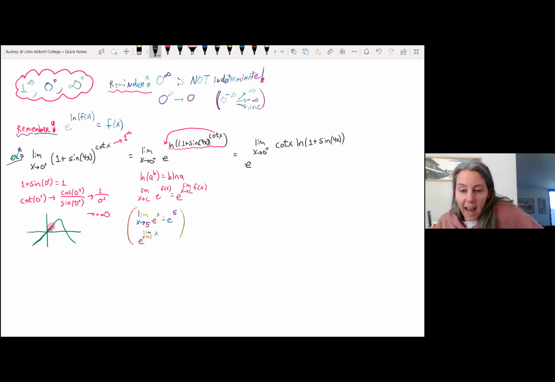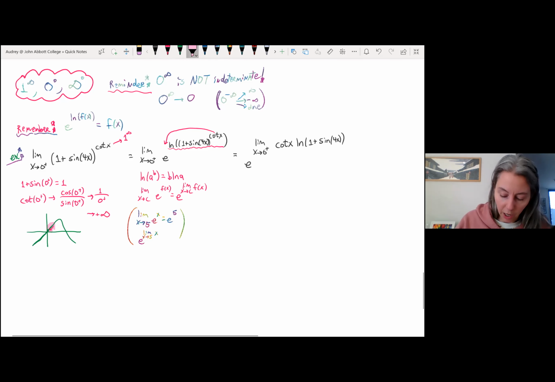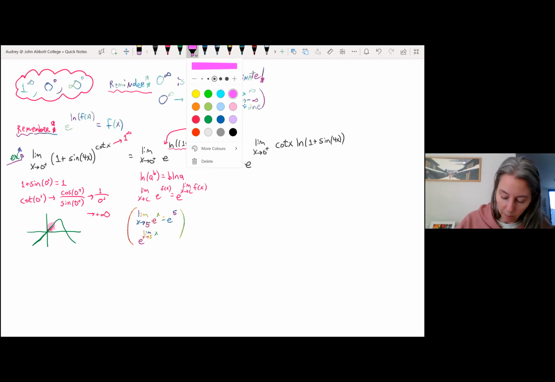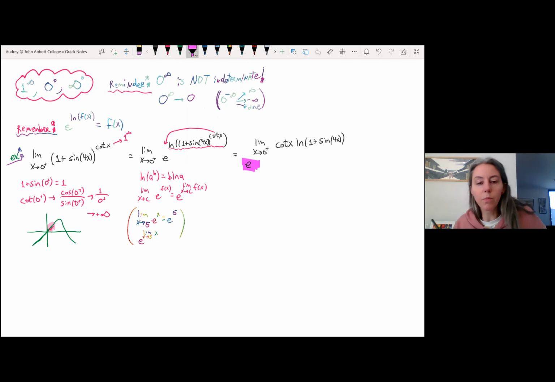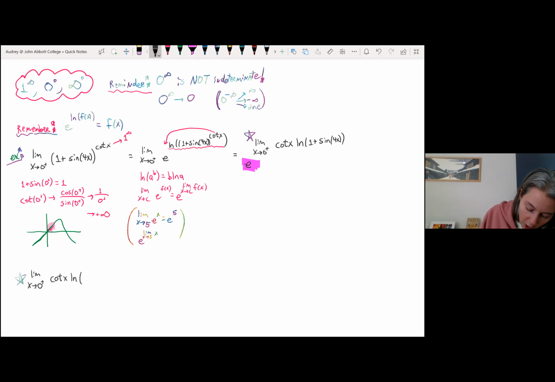Okay, now what? So now that e doesn't matter, I'm going to highlight it so I don't forget it. It's really easy to forget your e in these problems because we're going to bring that limit off to the side and just do the limit. So I'm looking at this, we're going to call it star. So we'll go down here and just do the limit as x approaches 0 from the right, cotangent x, natural log of 1 plus sine of 4x.